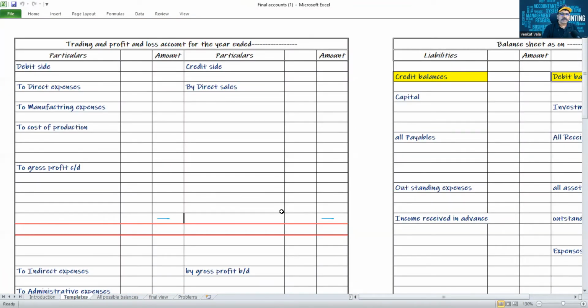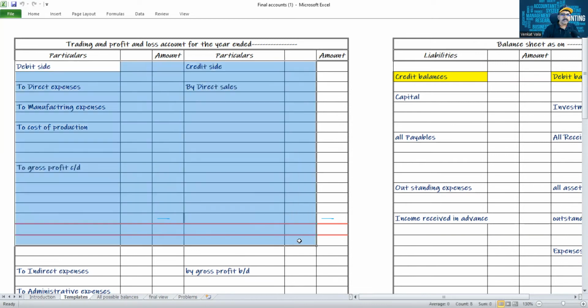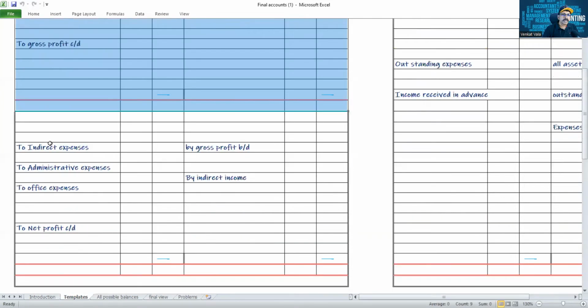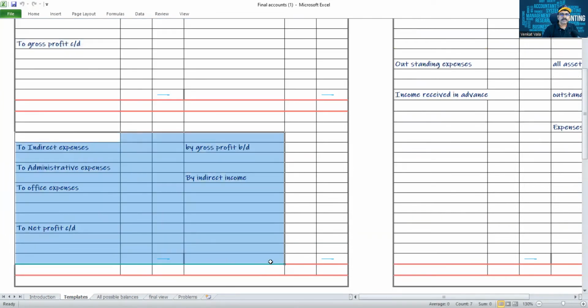So the moment we say final accounts, we'll be preparing trading, profit and loss account and balance sheet. Okay, so trading, profit and loss account is equal to other ledger accounts, where while preparing it we will be using the words to and by. If we are writing anything at debit side, we'll be writing with the word to, and if we are writing some balance on credit side, we'll be writing using by. The first half of the statement is called trading account, and the second half of the statement is called profit and loss account.